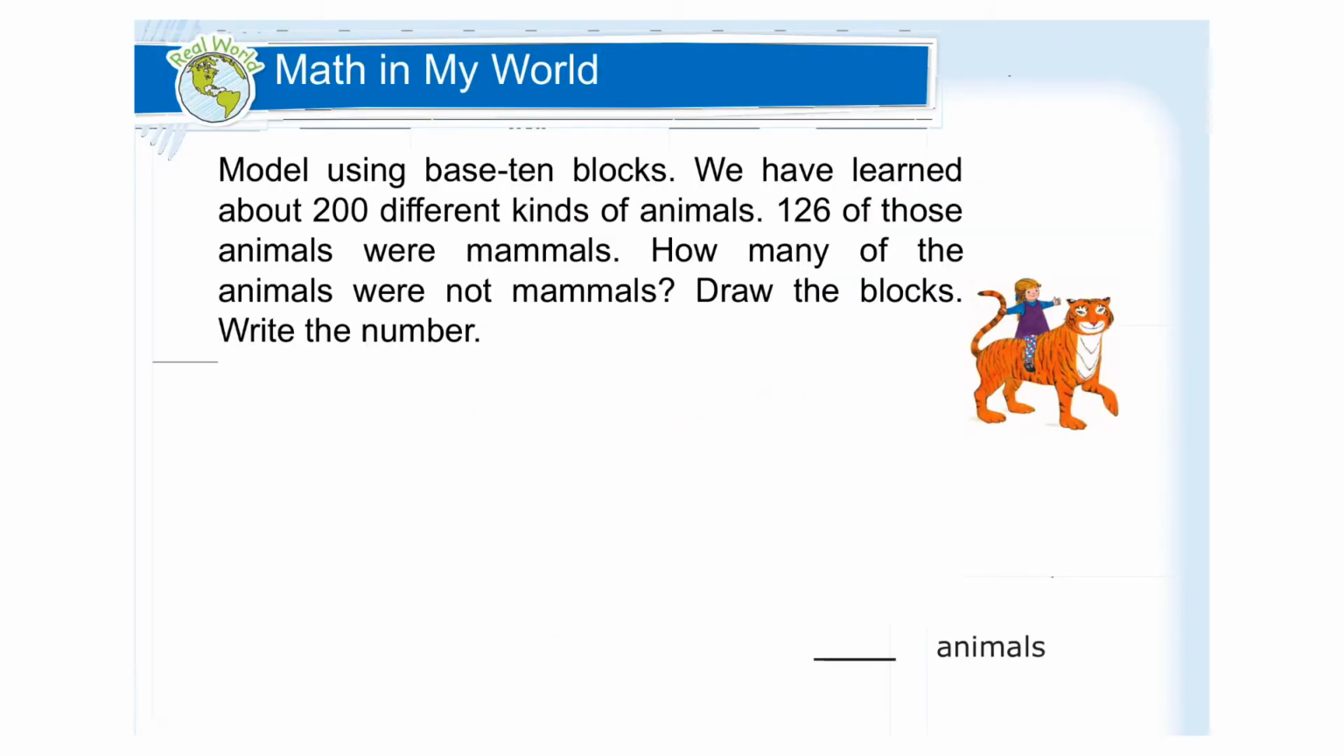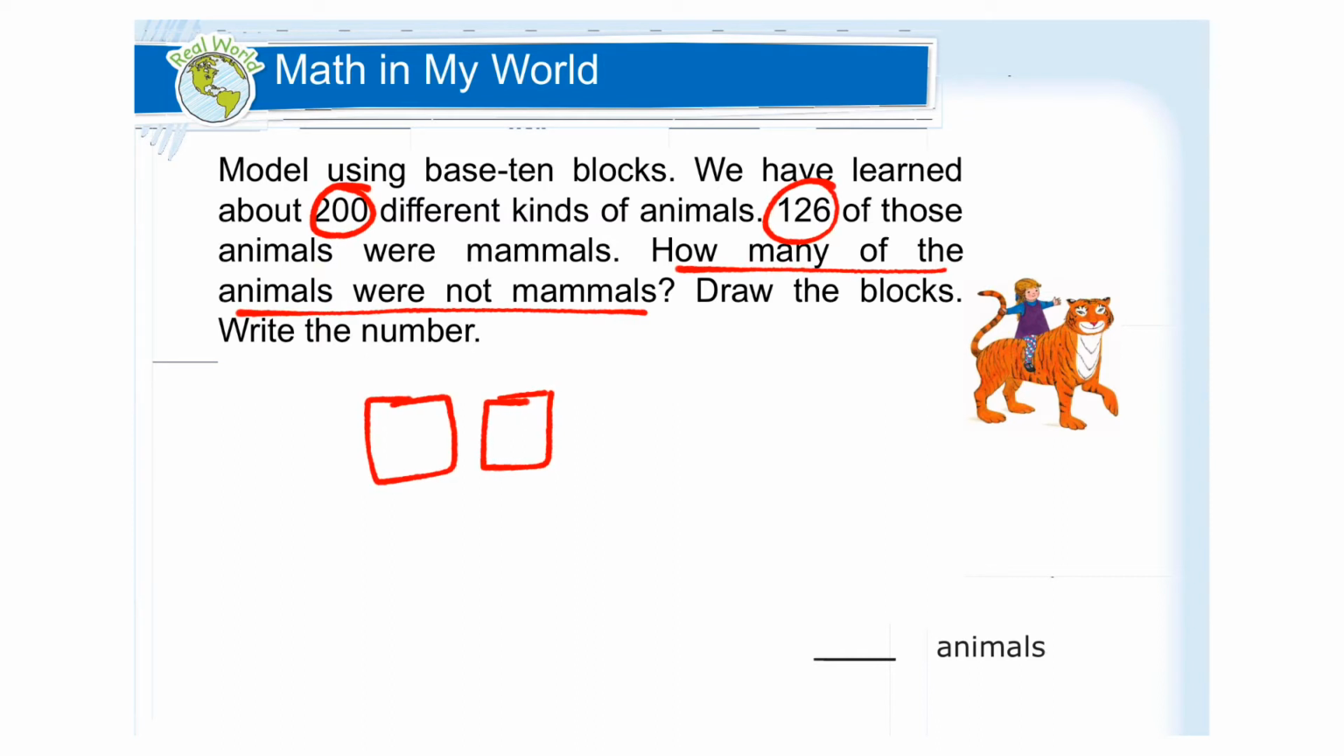Let's model with base 10 blocks. We have learned about 200 different kinds of animals. 126 of those animals were mammals. How many of the animals were not mammals? We draw the blocks and then we write the numbers.